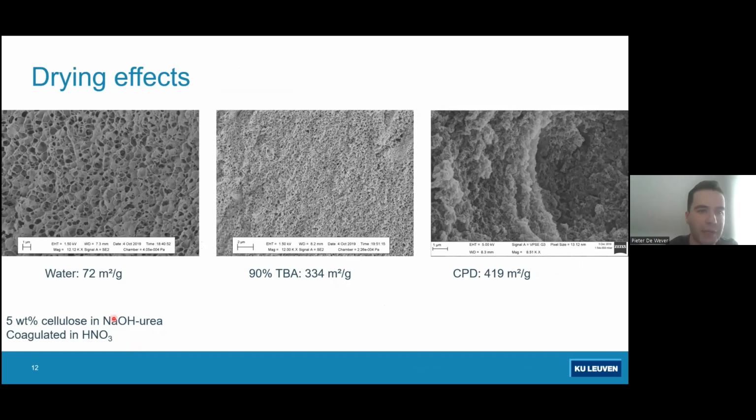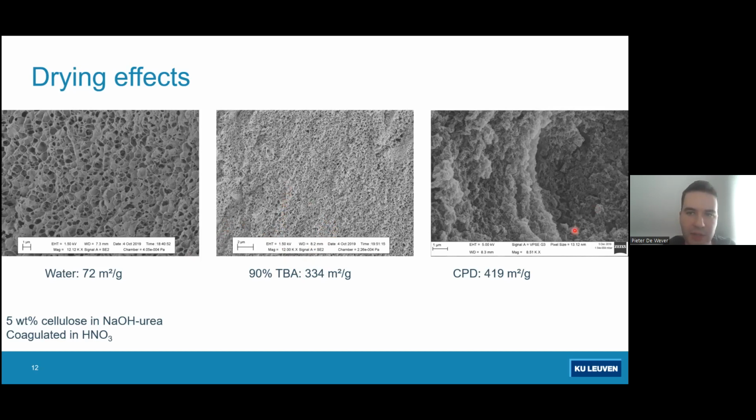So on the left, we have the cross-section of a cellulose bead, and once again, we observe that there are very large micropores which are dominating the cross-section, but an overall lack of the much finer details compared to the other drying techniques. For instance, the freeze drying with tert-butyl alcohol, where we observe much finer details in the cross-section, and overall also a much larger surface area, up to 334 square meters per gram.